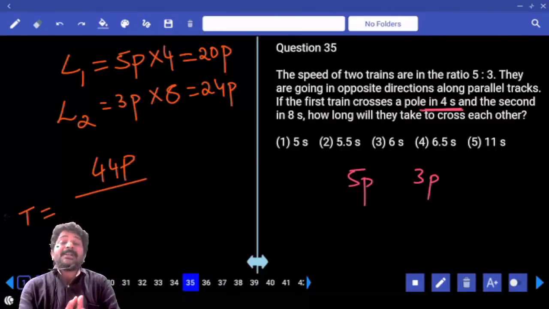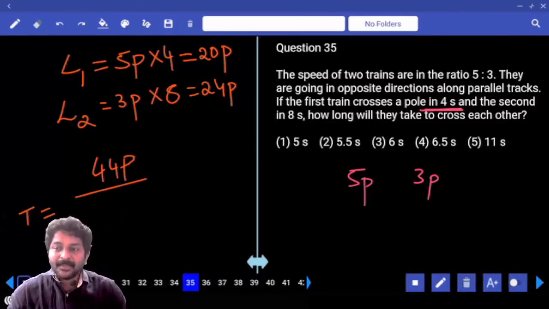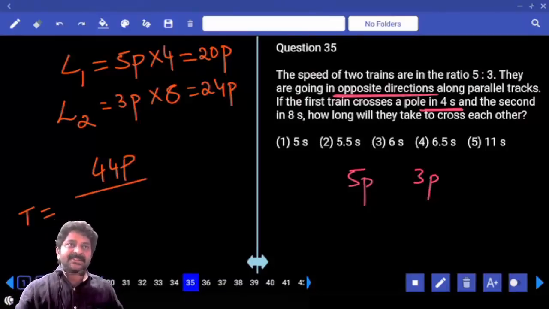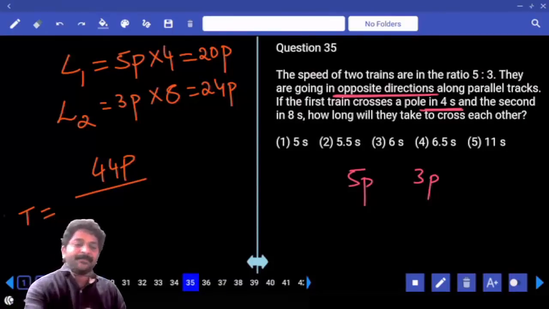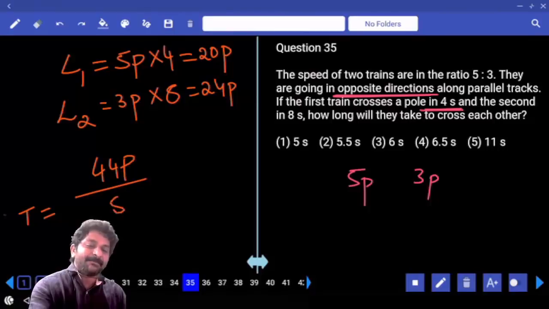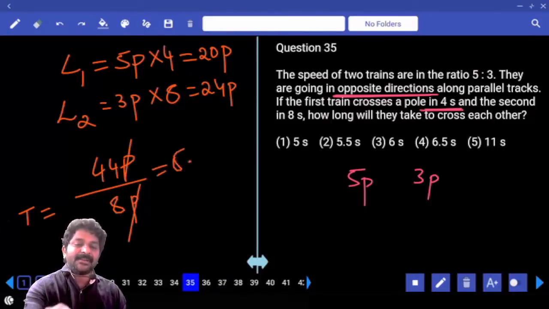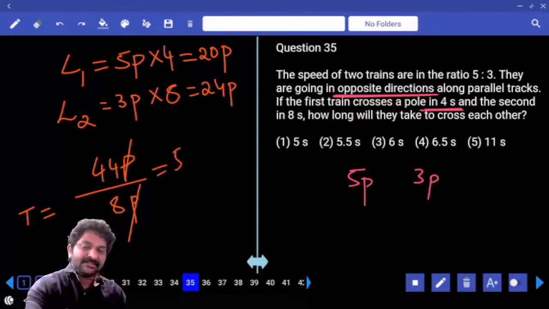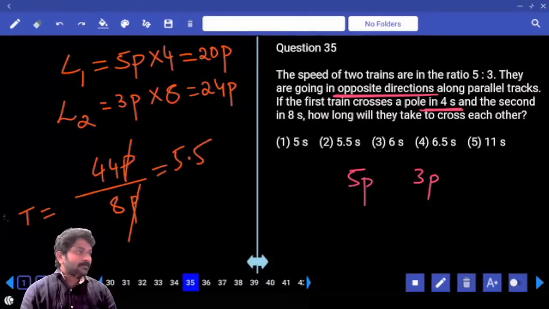Now, in what direction are both the trains moving? If they are moving in opposite direction, relative speed is S1 plus S2 only. 5 parts plus 3 parts, that is 8 parts only. Come on. P gets cancelled. Answer 5.5 seconds. 5.5.